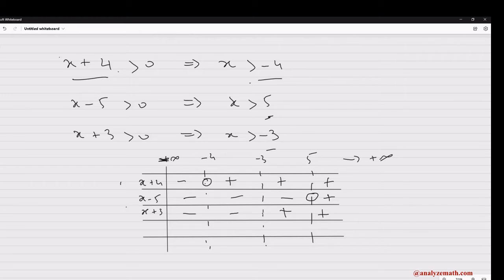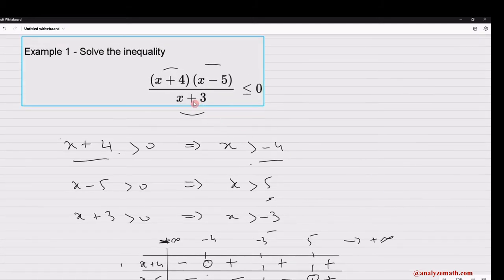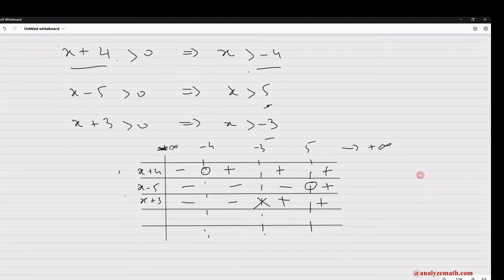Now the 0 of minus 3, I am going to put a cross. Why? Because remember, the x plus 3 is in the denominator. Minus 3 in the denominator will give you 0, and it's not allowed. So I will put a cross here.